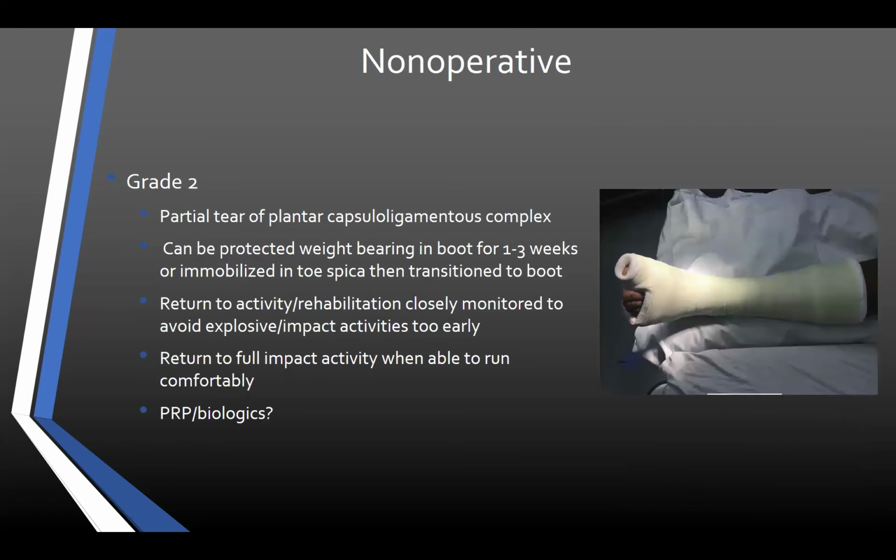In grade 2, there is some form of a partial tear to the complex. And depending on how severe that may be, the patients may not be able to weight bear fully due to the pain, as well as there could be a further risk of injury of complete tearing if they were to push it further. So conservative treatment for these is usually implemented first, and it ranges from protective weight bearing in a cam boot, or they may be totally immobilized in this toe spica immobilization for a period of time, usually 1 to 3 weeks.